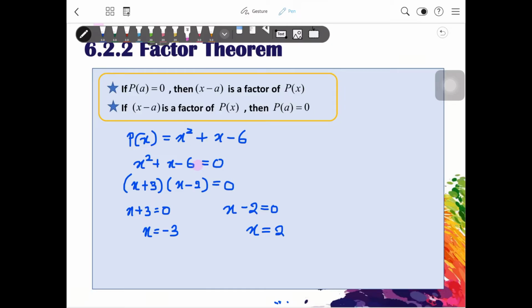You have to let it become 0, and then you say that the constant that you substitute here, x minus a, which is the opposite, x plus 3, is a factor of the polynomial. In other words, if it is a factor, when you substitute the constant into the polynomial, you will get 0. This is factor theorem.